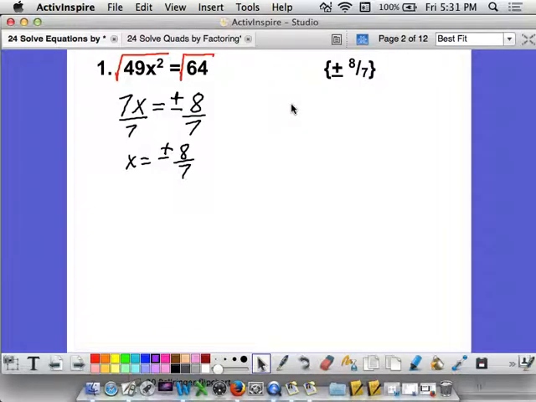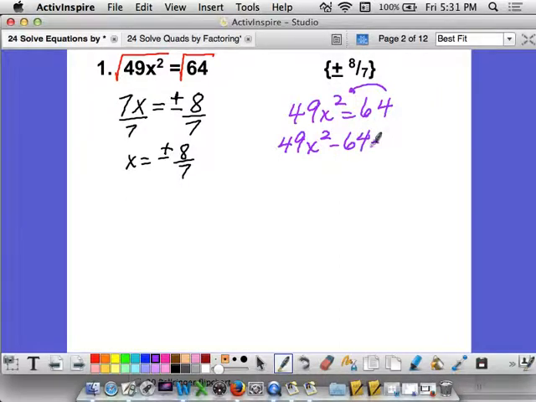So I have 49x squared is equal to 64. I want to set this equal to 0, so I bring that over. So I have 49x squared minus 64 is equal to 0. I'm looking at this, I'm going, hey, this is a difference of squares. And the question is, what squared gives me this first term? It would be 7x minus, what squared gives me 64? 8. The signs are going to be different, so I have to also add 7x plus 8.